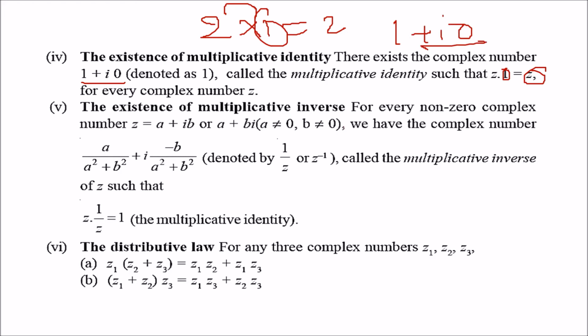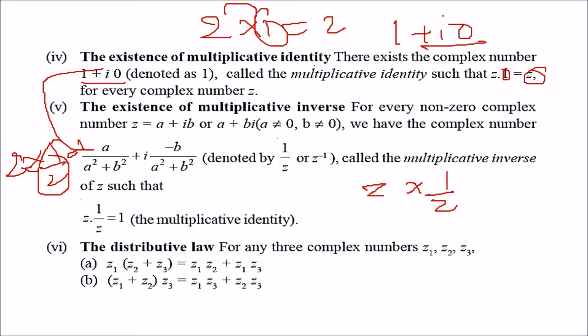What about the multiplicative inverse? If you have z, you ought to have 1 by z. That is, if you have 2, you multiply it with 1 by 2, you get what? 1. So when you multiply z with something and get the multiplicative identity, that is this 1. So z multiplied by 1 by z is going to give you 1. So this 1 by z, also written as z inverse, is the multiplicative inverse. We are going to see how this comes.